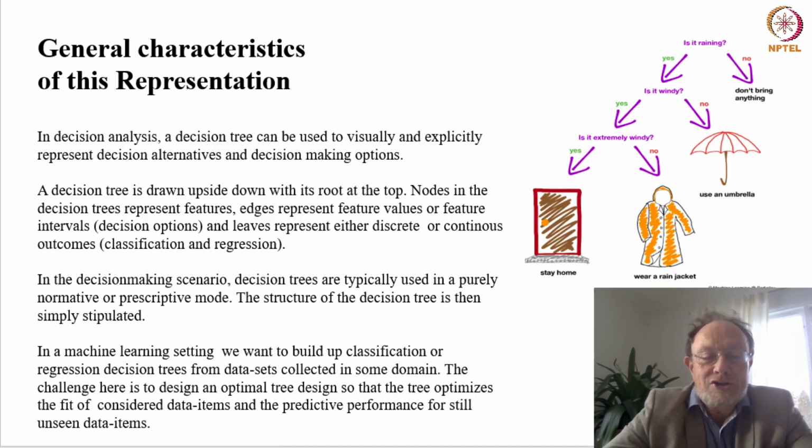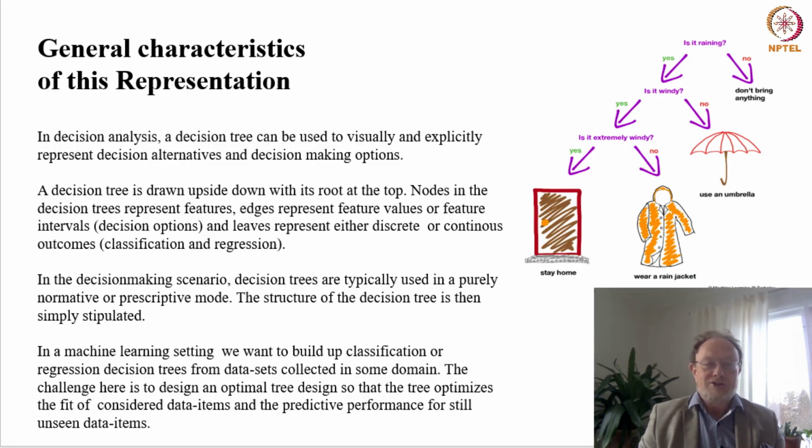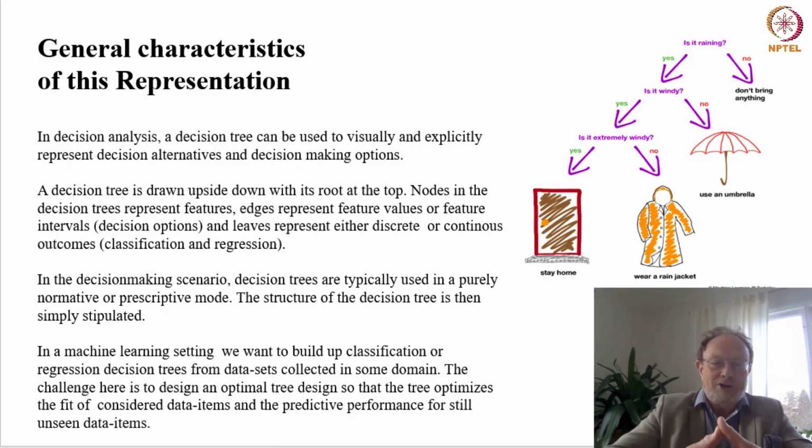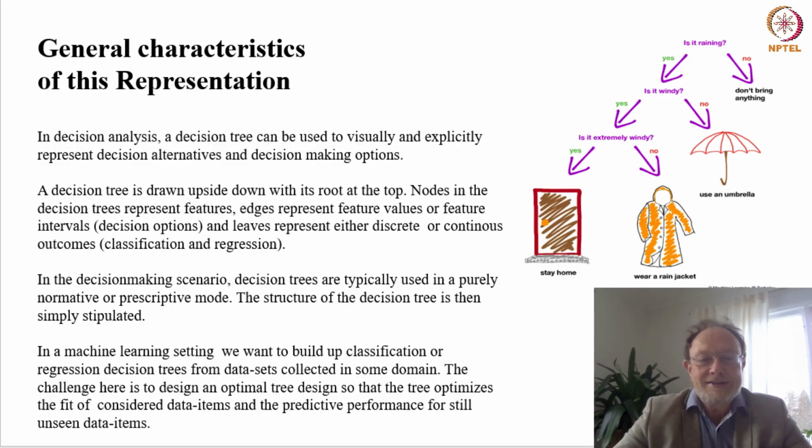Nodes in the decision tree represent features. Edges represent feature values or feature intervals, which embody decision options. Leaves represent either discrete values, which typically represent situations or classes, but it can also be that the leaves represent continuous outcomes. In the discrete case, we talk about classification of entities and situations, while in the second case we talk about regression situations.